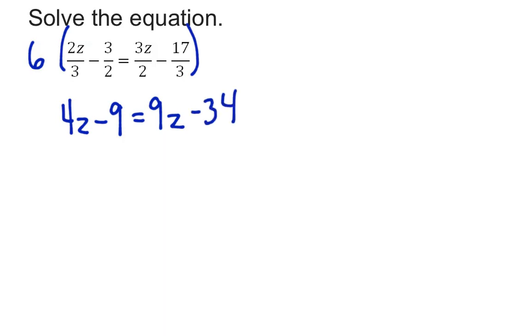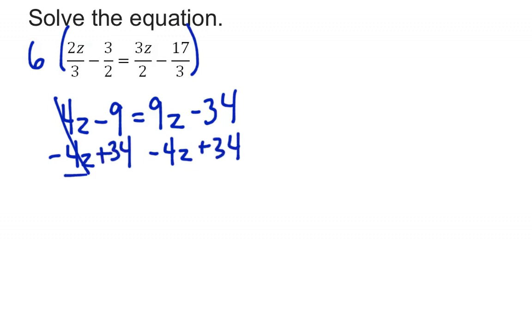Now I've got variables and constants on both sides of the equation. My strategy is to eliminate the smaller variable term first. So I'll subtract 4z from both sides, and that will eliminate a variable term on the left. Since I'm eliminating the variable term on the left, I'm eventually going to want to eliminate the constant that's on the right. I can actually do that as part of the same step. And that eliminates the constant from the right side.